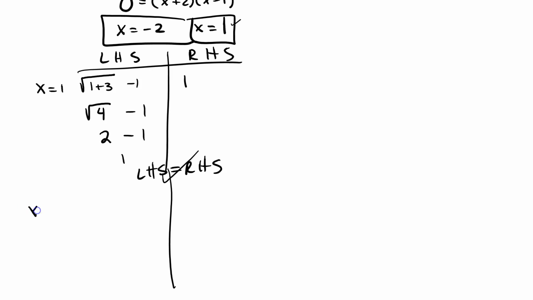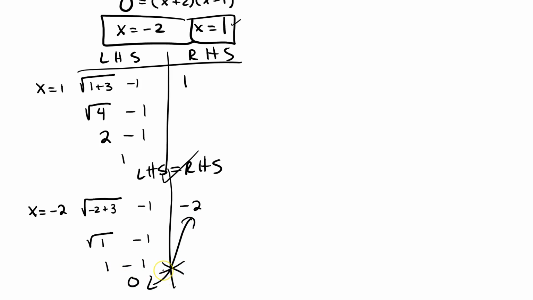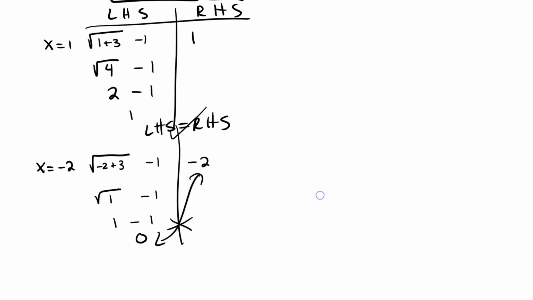What happens when you try out x equals -2? I'm going to do the same thing. So instead of my x here, I'm going to say -2 plus 3 minus 1. And my right-hand side is going to be x, or in this case, -2. So I say the square root of -2 plus 3 is 1, minus 1. Square root of 1 is 1, minus 1 is 0. 0 does not equal -2. So x equaling negative 2 is not a solution.